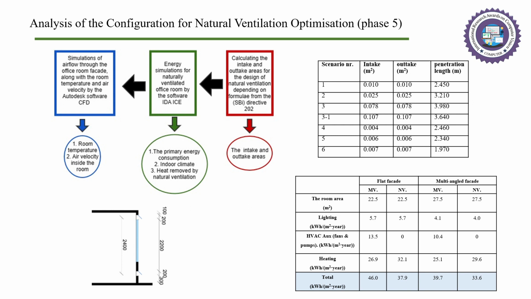The results of the energy consumption were calculated by the software EDAIs, as shown in the table at the bottom right. The simulations of air flow through the office room and inside it, along with the room temperature and air velocity, were conducted by the Autodesk software CFD. As a result, the naturally ventilated multi-angled facade rooms save about 12% of the total area-weighted consumed energy compared with the naturally ventilated flat facade room, as shown in the table at the bottom right.